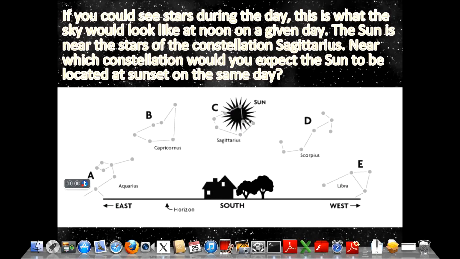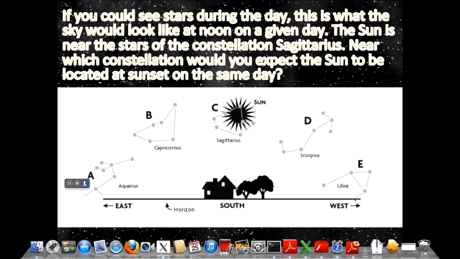And so, here's the sun in Sagittarius. Would it be in Aquarius, Capricorn, Sagittarius, Scorpio, or Libra? Now, we know that the sun is going to rise in the east, be at its highest point in the south at noon, and then drop down and be at its lowest point in the west and set. So which constellation will it be in?